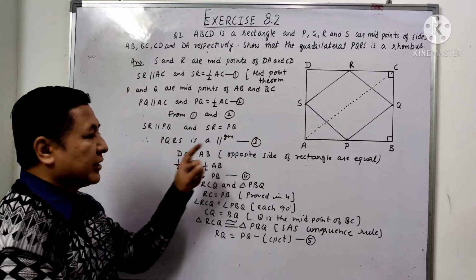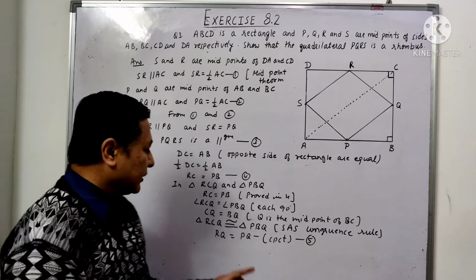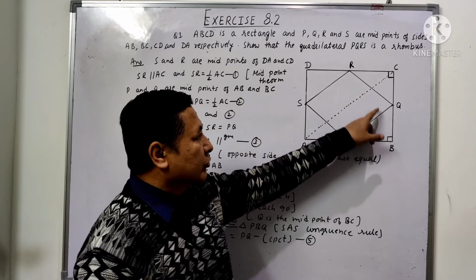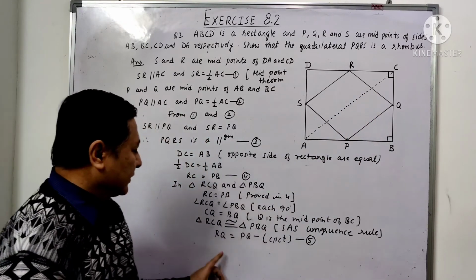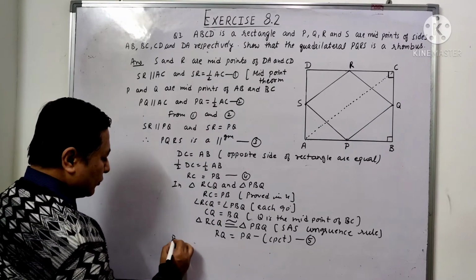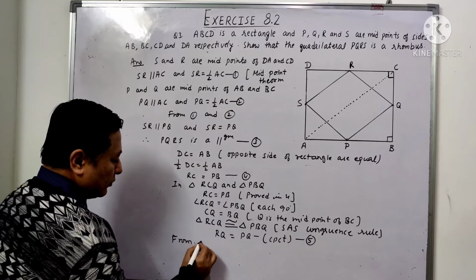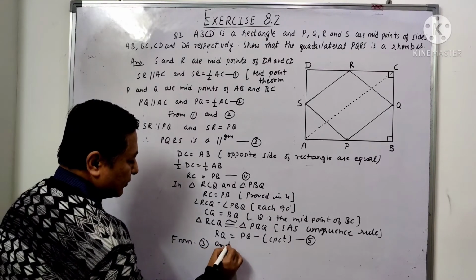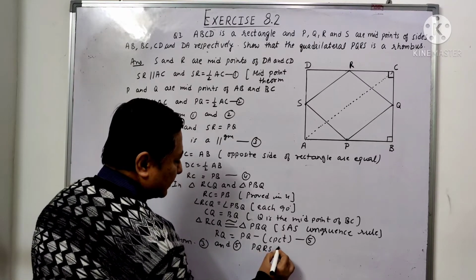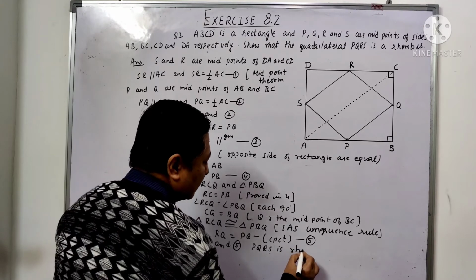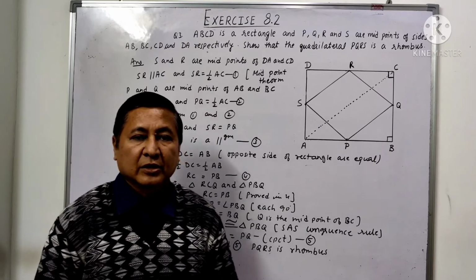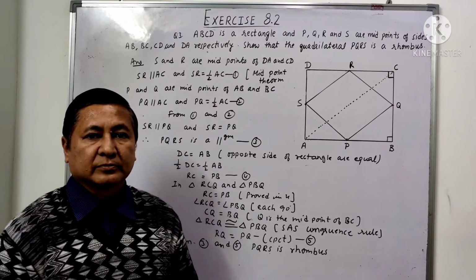So now in the third equation we have proved that PQRS is a parallelogram, and in the 5th equation we have proved that the adjacent sides RQ and PQ are equal. These are the adjacent sides of a parallelogram. So from equation number 3 and 5, we can say that PQRS is a rhombus, because a rhombus is a parallelogram whose adjacent sides are equal.